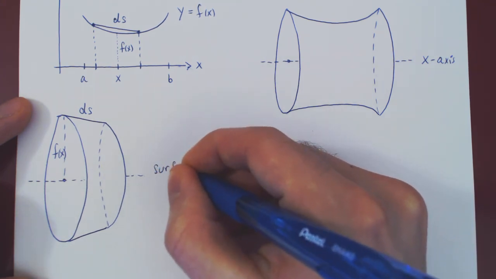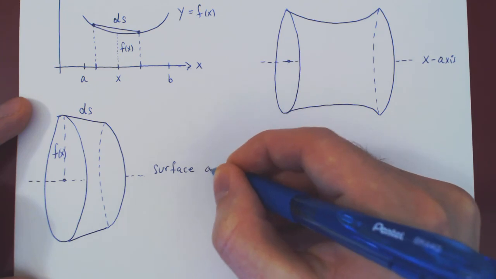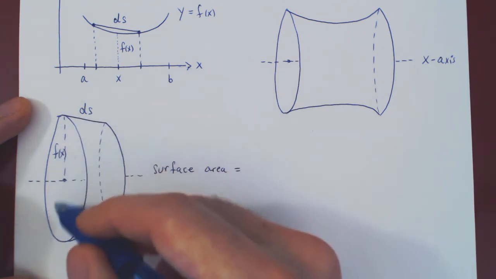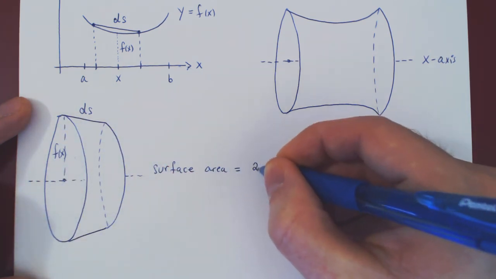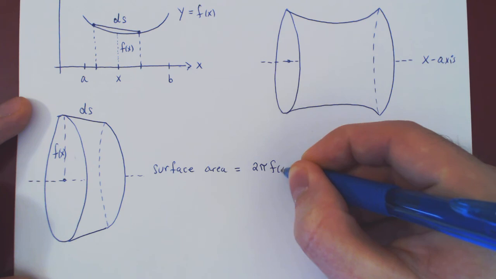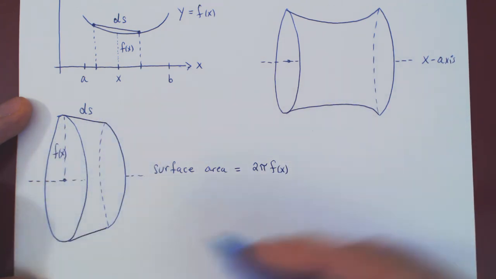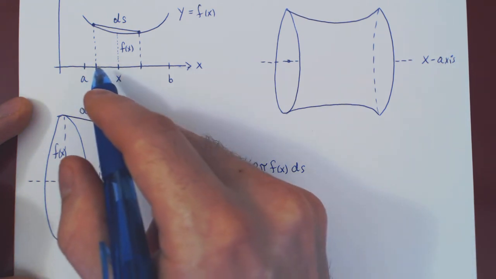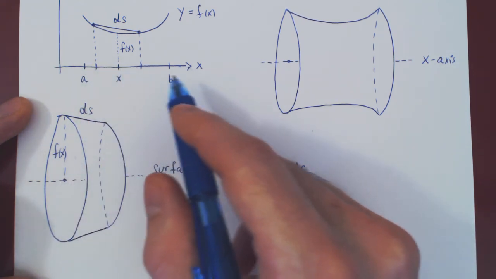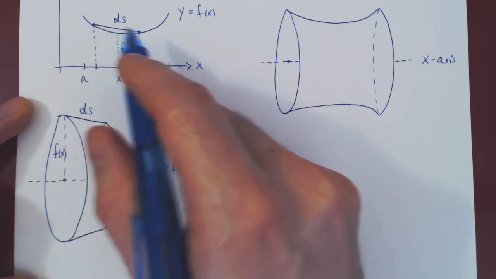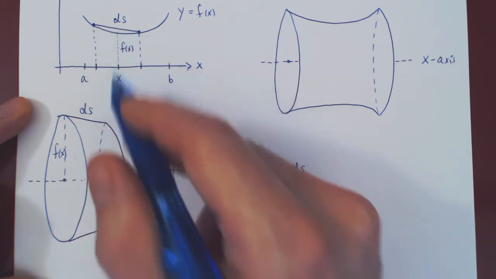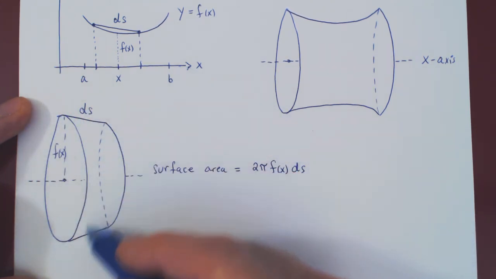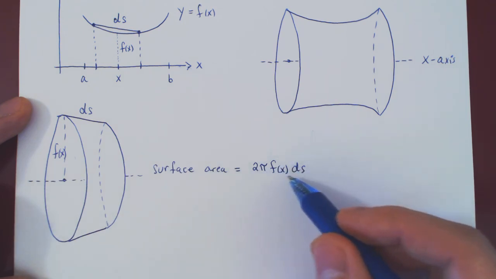So, the circumference of the circle is 2 pi times the radius, so 2 pi f of x, times the height ds. And so now, if we imagine again an infinitesimal interval between a and b, and we approximate the curve by this short line segment, the surface area of this infinitesimal shell is 2 pi f of x ds.